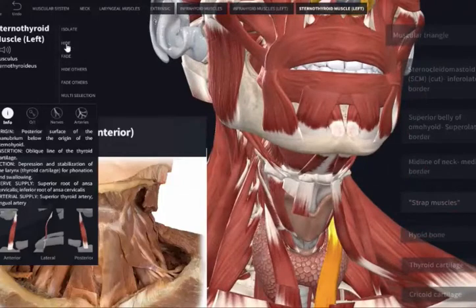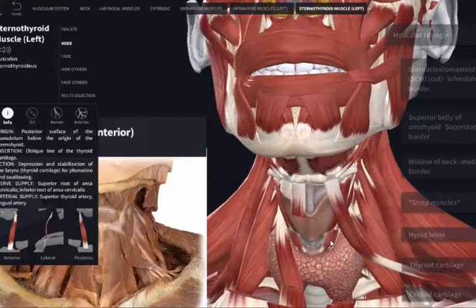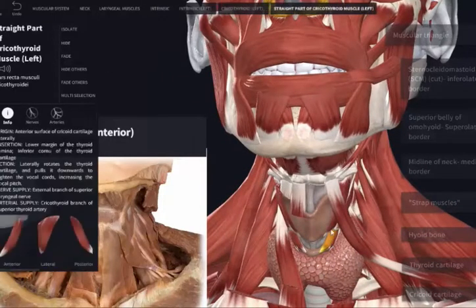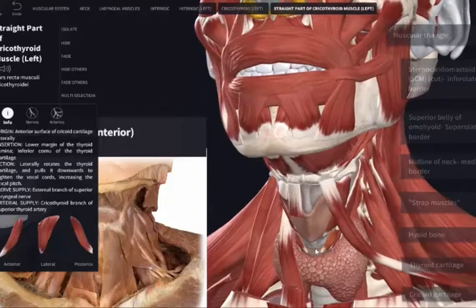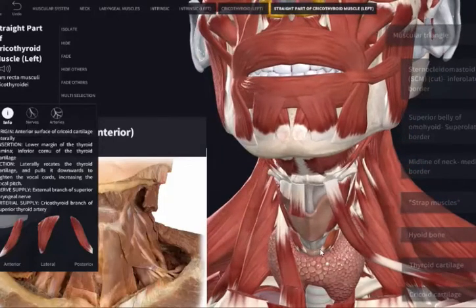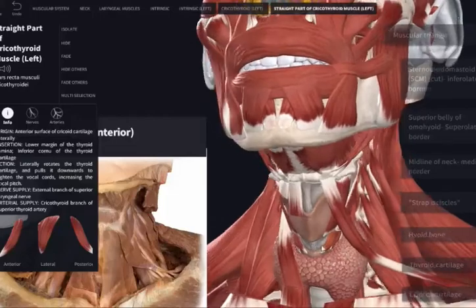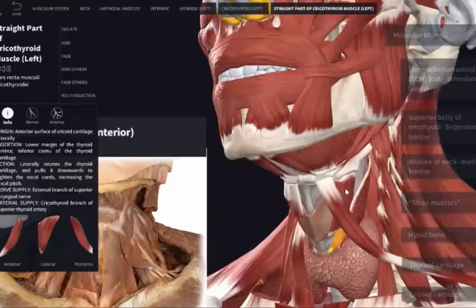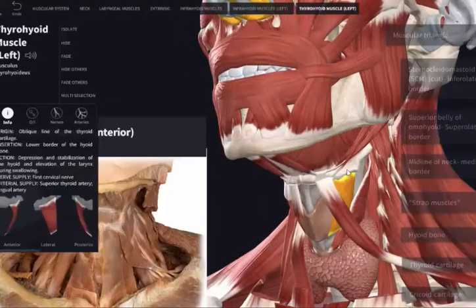If I remove that now, we can see down here is the little cricothyroid that sits directly on the surface of the cricoid cartilage and inserts onto the lower margins of the thyroid lamina. So when this little guy contracts, what it's going to do is it actually can laterally rotate your thyroid cartilage, and as it pulls it downwards as well, it will tighten the vocal cords, which means that it'll increase the pitch of your voice. Running right here from the thyroid to the hyoid is the thyrohyoid.